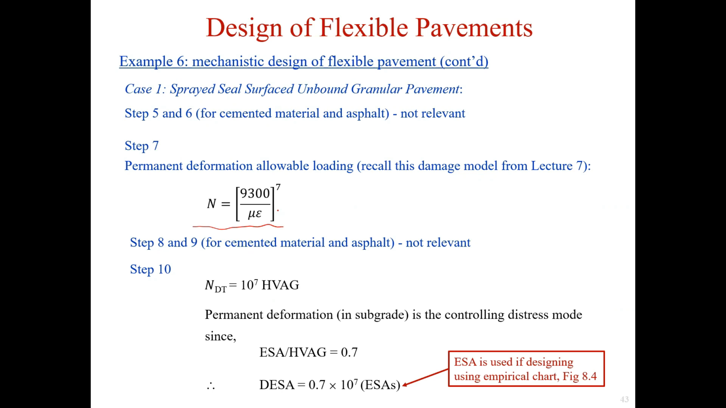Step 10 is to determine the design number of standard axle repetitions, SAR, for each relevant distress mode. Since NDT is 10 to the power of 7 and HVAG, and for this case, the permanent deformation in subgrade is the controlling distress mode. Firstly, we need to calculate the DESA as NDT times ESA over HVAG. And we get the final result of 0.7 times 10 to the power of 7 ESAs.